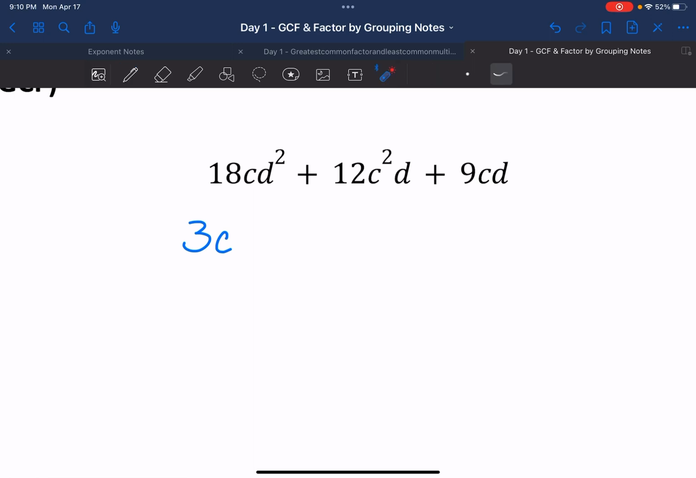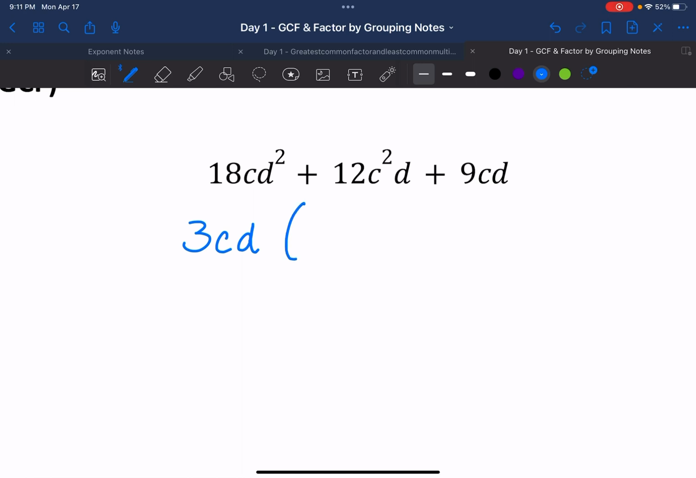And then now we're going to look at our D's and make a comparison. I've got 2 here. Ooh, but I only have 1 here and I only have 1 here. So the most I can take out is just 1 D. So 3CD is your greatest common factor.